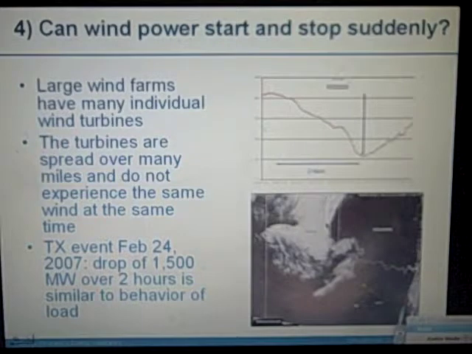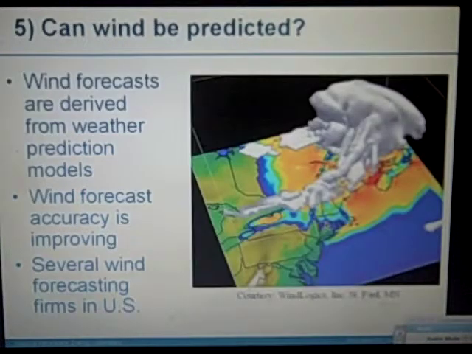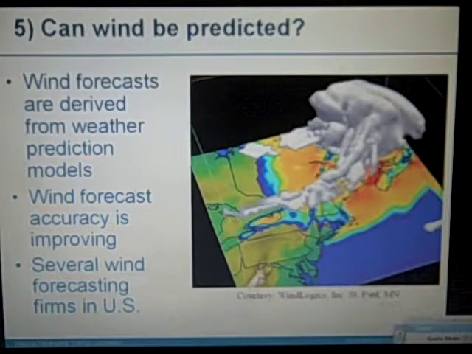Going to the next slide, what about predicting the wind? Can we predict it? We can. We would like to be able to predict it more accurately than we can today. But wind forecasts are really derived from weather forecasts, and the graphic that you see here is a simulation of the Northeast. This is essentially a graphic simulation that shows where these wind forecasts are coming from.